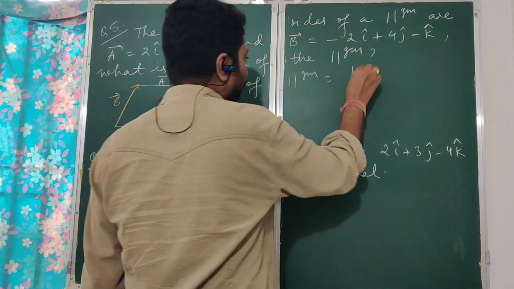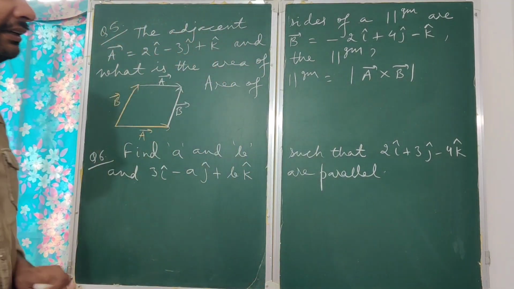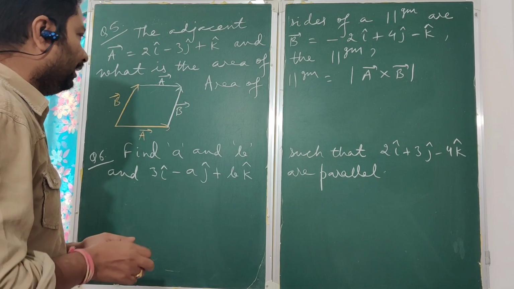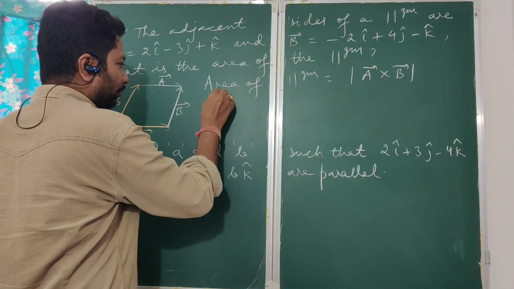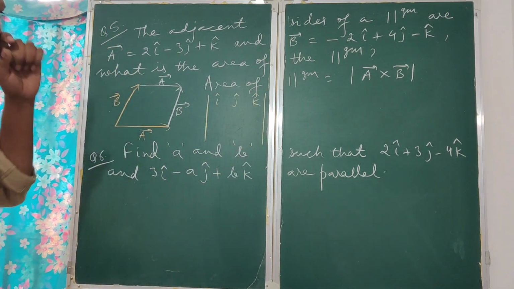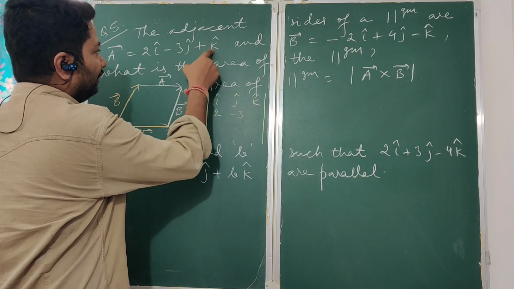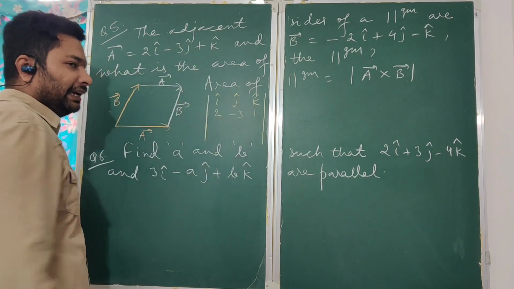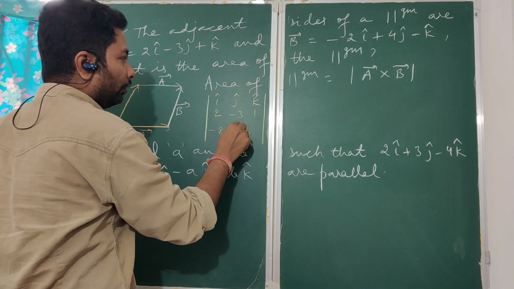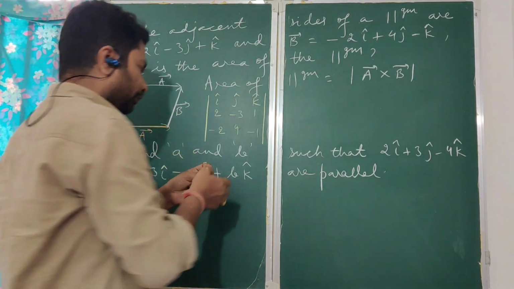It is mod of A cross B. And how do you find A cross B? First thing is we should find out A cross B. So we can find it using the determinant rule. So I cap, J cap, K cap. Right? 2, minus 3, 1. Coefficients of I cap, J cap and K cap. Again, B: minus 2, 4 and minus 1. Now we have to solve this determinant.